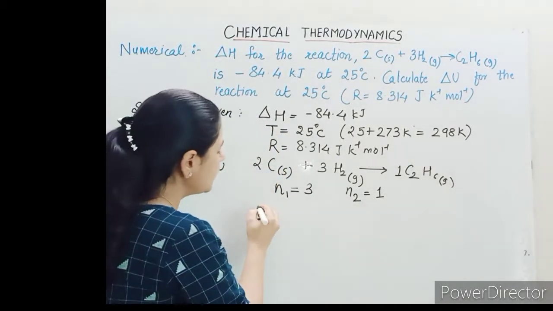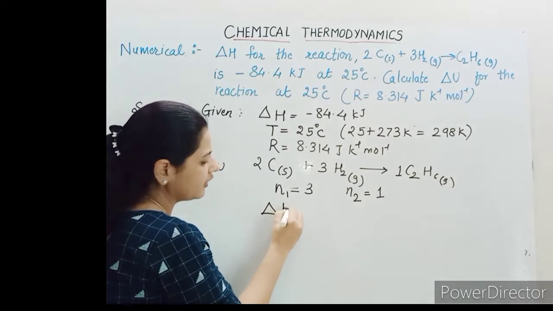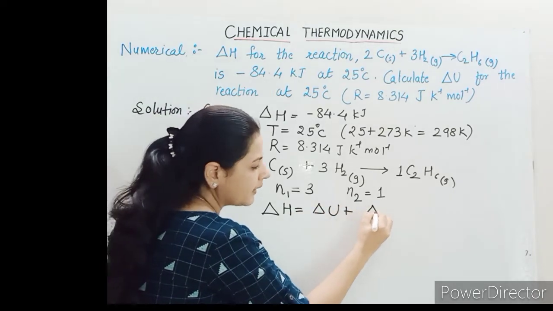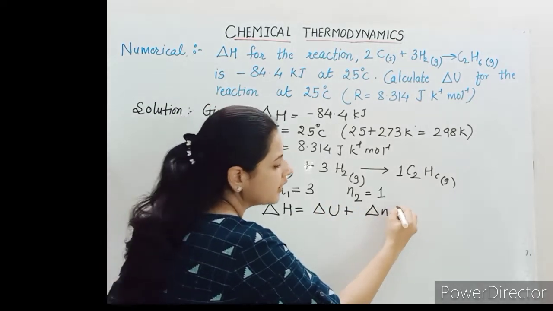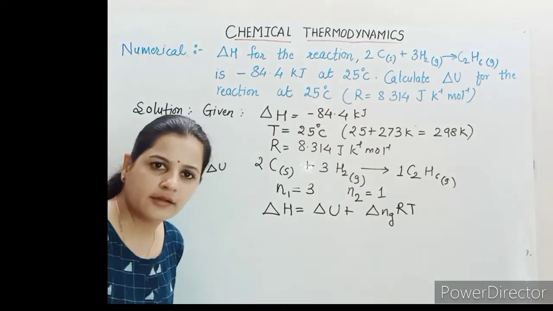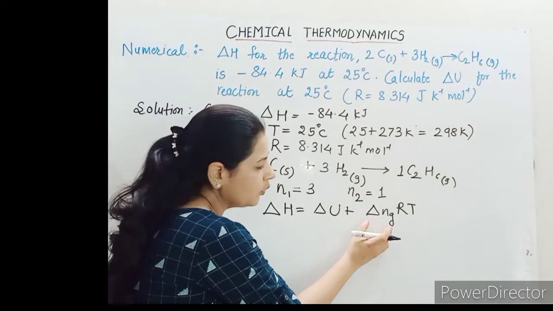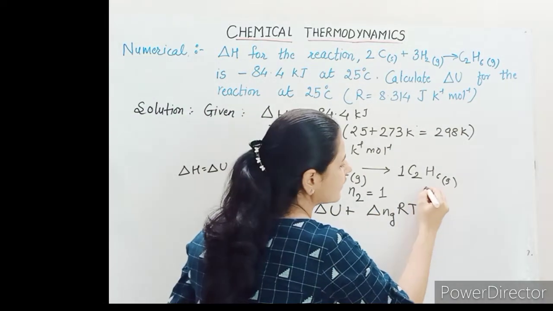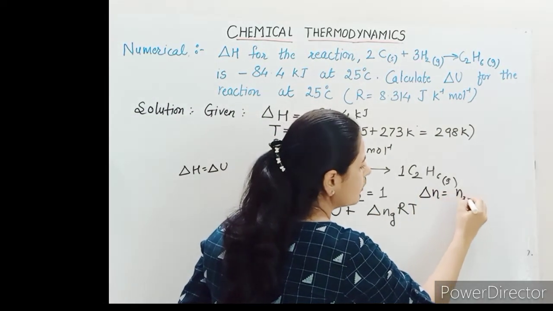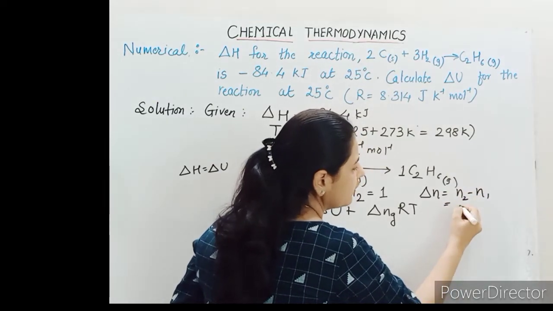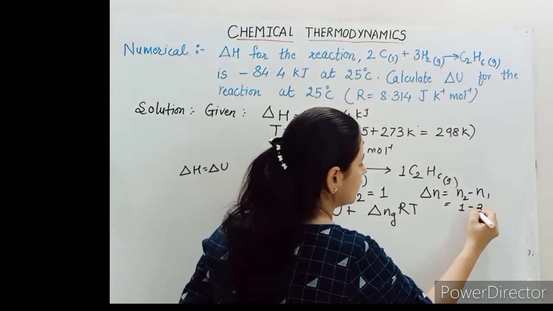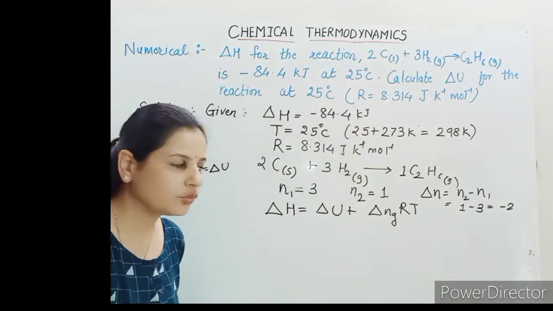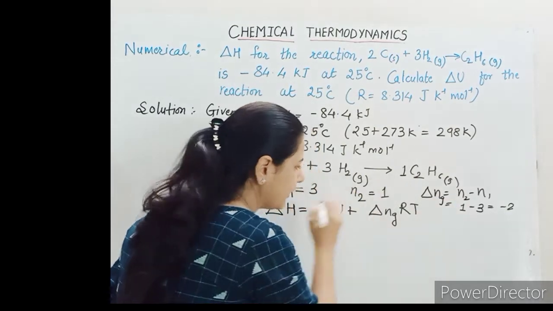Now we know that, just now we have derived the expression that delta H is equal to delta U plus delta Ng into RT. Yes, we have just derived it now. So first let us calculate what delta N is. Delta N in this case will be equal to N2 minus N1, and N2 is 1 and N1 is 3, so this will become minus 2. So delta Ng is minus 2.